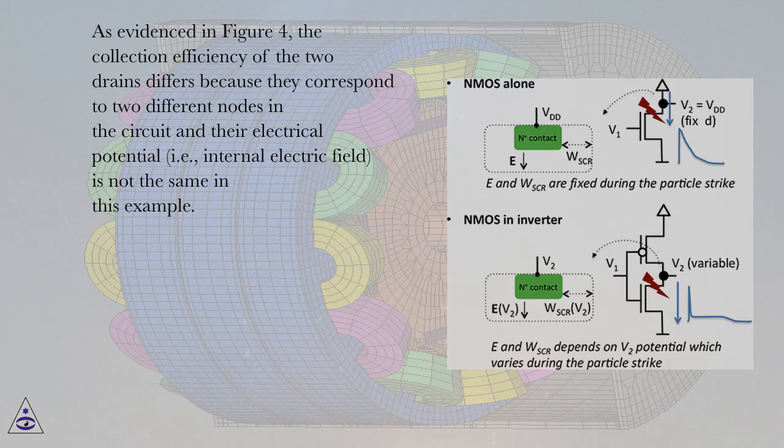As evidenced in Figure 4, the collection efficiency of the two drains differs because they correspond to two different nodes in the circuit and their electrical potential, i.e., internal electric field, is not the same in this example.